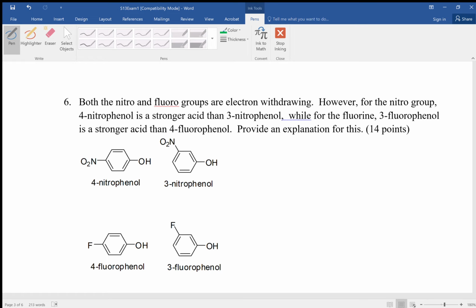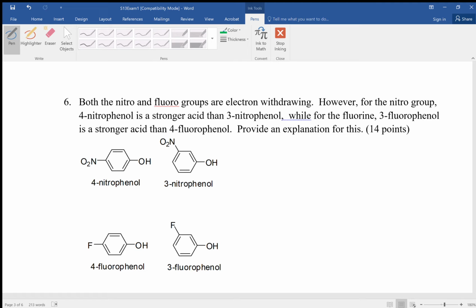Our final question on this old exam looks at some acid properties of alcohols. And what we find here is a somewhat interesting trend. Because what we've done on these aromatic rings is we've substituted an electron withdrawing group. In one case nitro, and in one case fluorine.